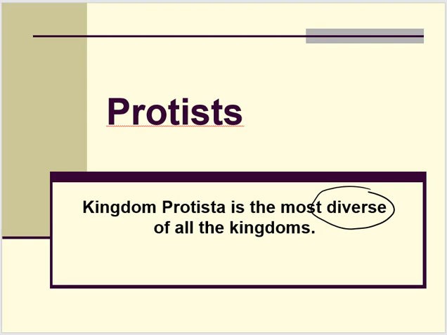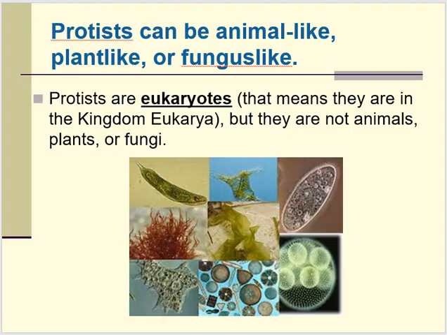So for Protists, they can be animal-like, plant-like, or fungus-like, which means they are similar to one of those things, but they don't necessarily fit there.